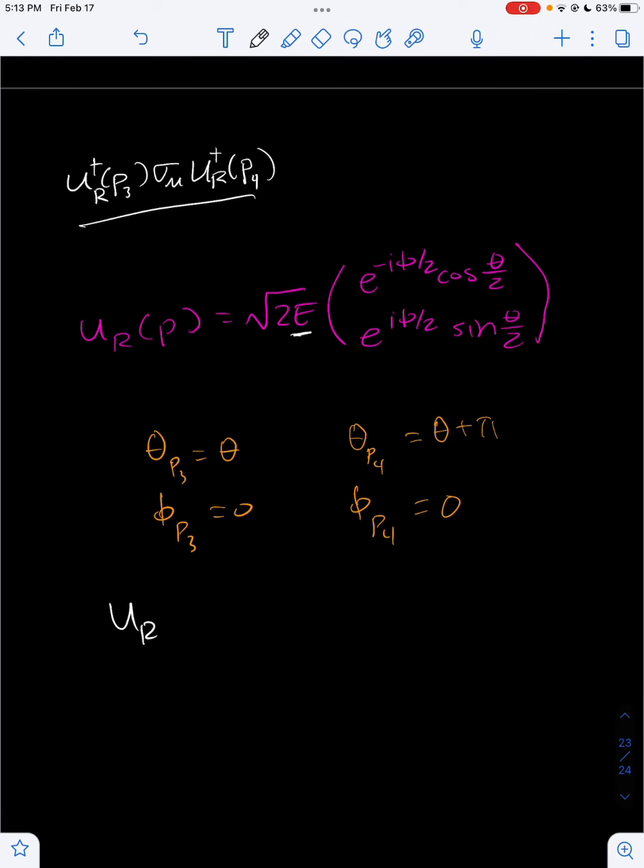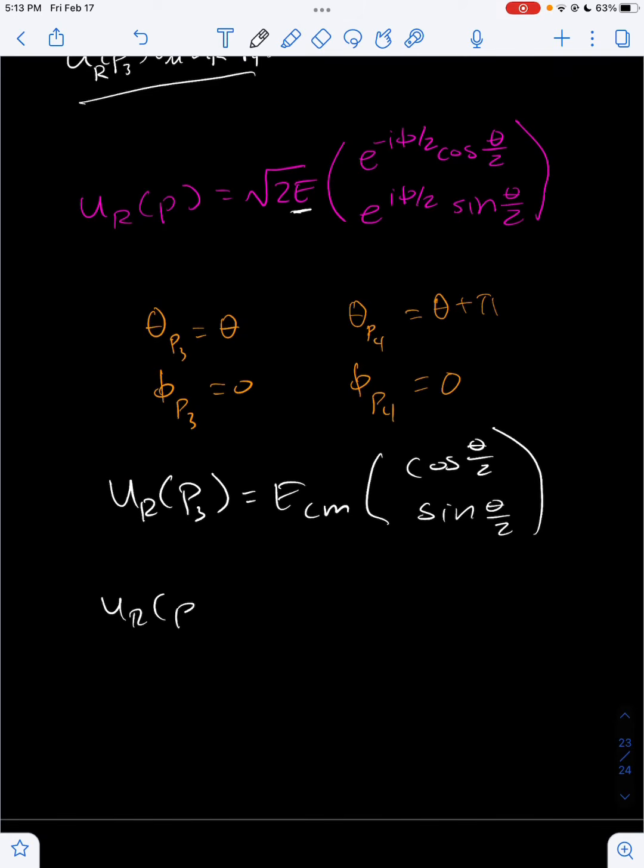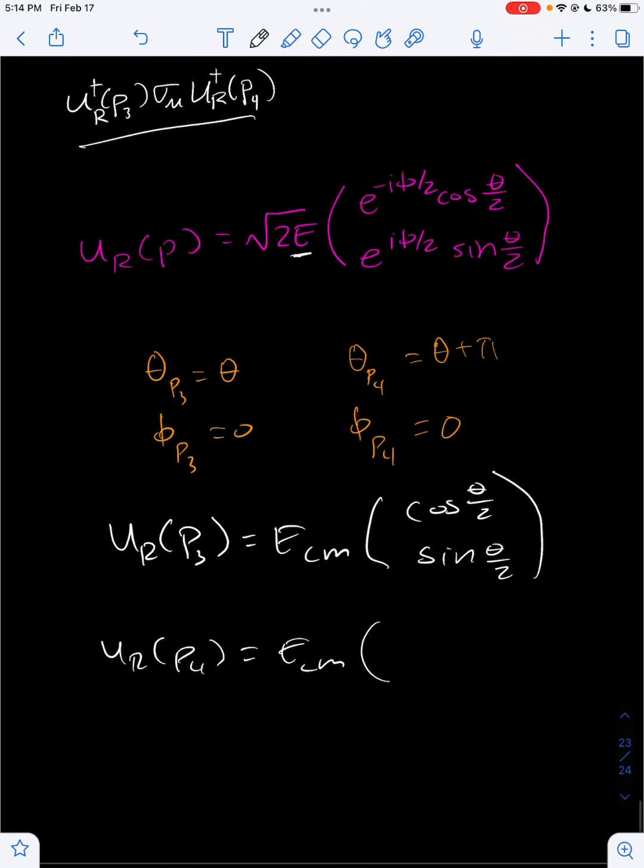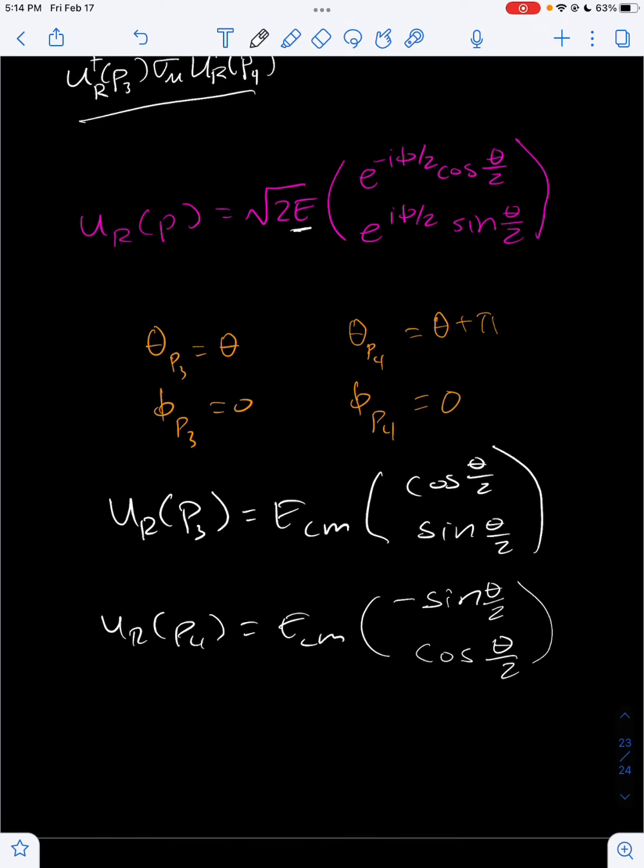So what is URP3 going to be? That's going to be ECM. Then we need to plug in these angles. So theta of P3 is going to be theta. So this is going to give us cosine of theta over 2, sine of theta over 2. And then UR of P4, this is going to be a bit different. We're going to have minus sine of theta over 2, and then cosine of theta over 2. And the reason is by using trig identities. Cosine of theta plus pi, because we're going to have cosine of theta plus pi now over 2.